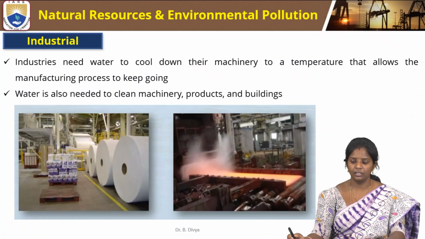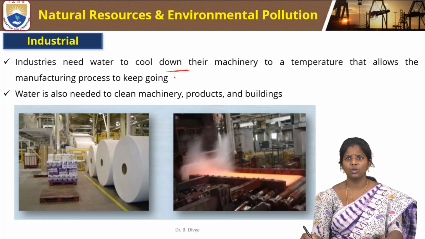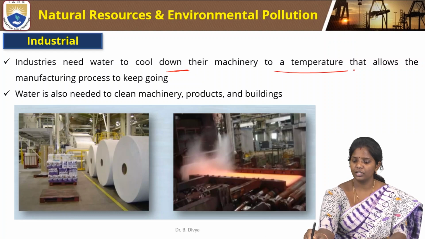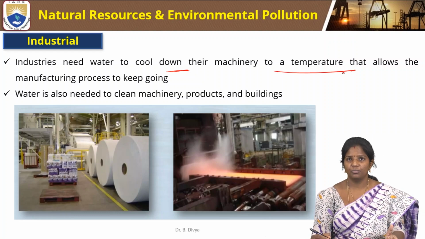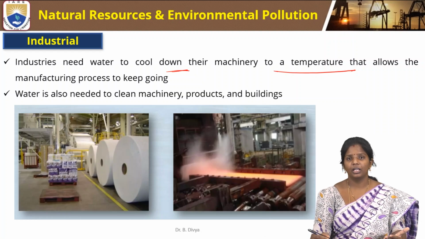And in industries, a lot of water is required for cooling down the machinery. Almost all machinery gets heated up on operation, so we use a cooling agent. The coolant most widely used is water. We use water as the coolant to reduce the temperature, and that allows the manufacturing process to keep going. In production plants it runs 24/7, so we require a lot of water as a coolant.